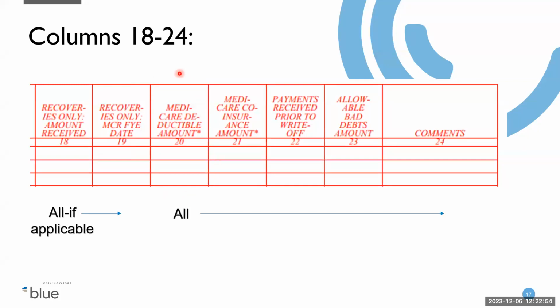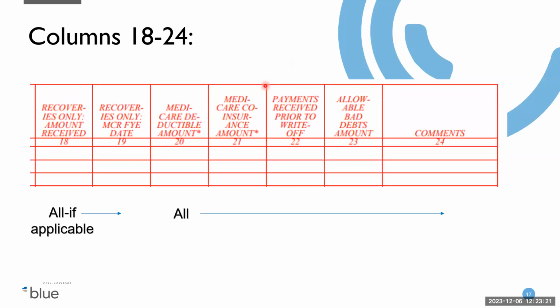Column 20 is going to be the full deductible amount. Column 21 is going to be the full coinsurance amount. Column 22 is going to be the payments that are received prior to you writing it off. This does not include Medicare payments. This is just secondary insurances after Medicare or patient payments.